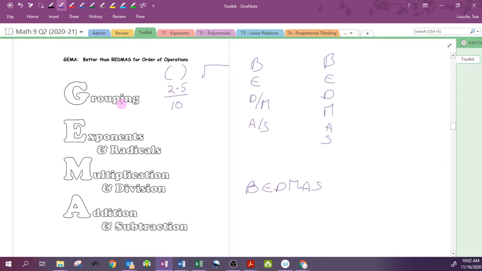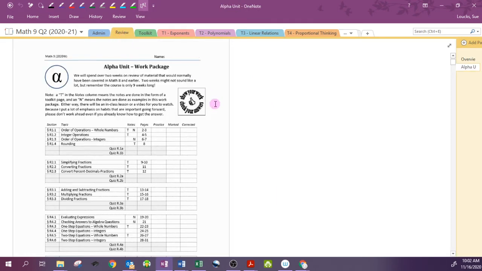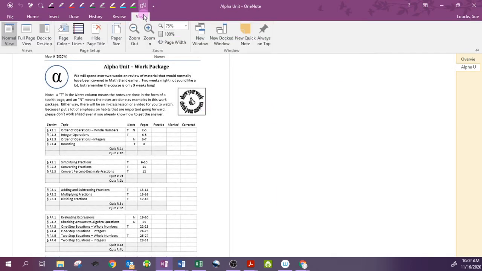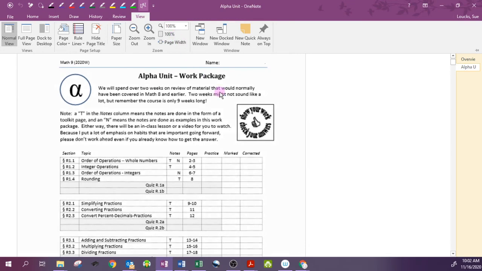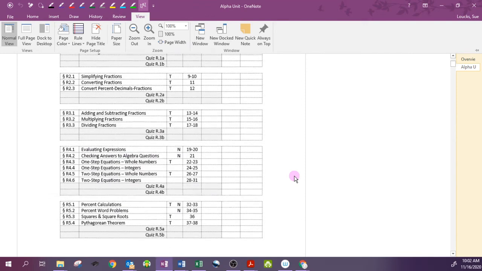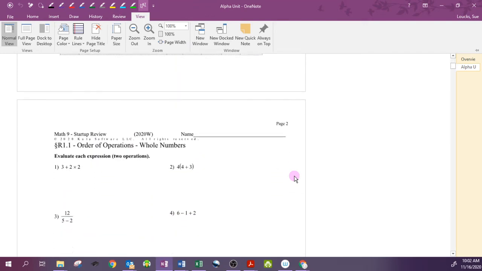Okay, so I think GEMMA is just a much better acronym than BEDMAS, and all you need to do on this page is just color it. Okay, 3 colors, that's all you need to do. Okay, let's go back to the review package, and if we look in here, you'll see it says we're doing pages 2 to 3 in here. So let's go down page 2.